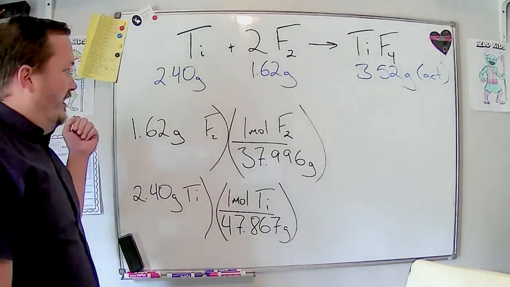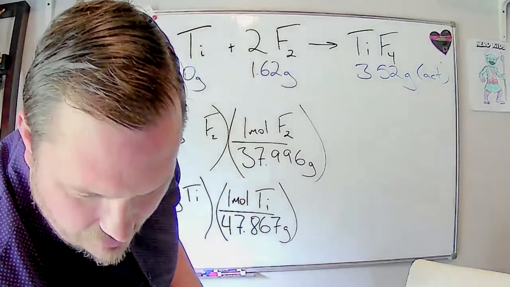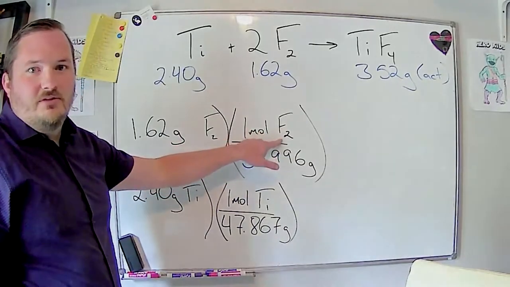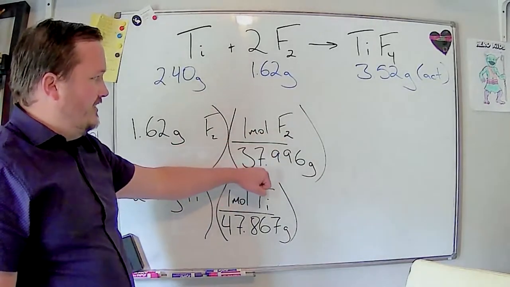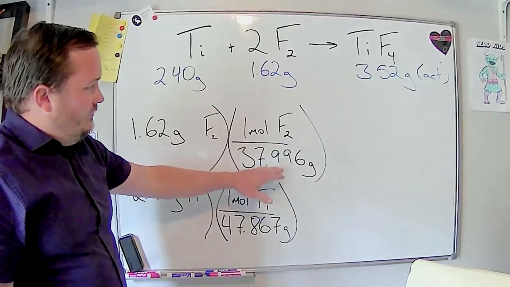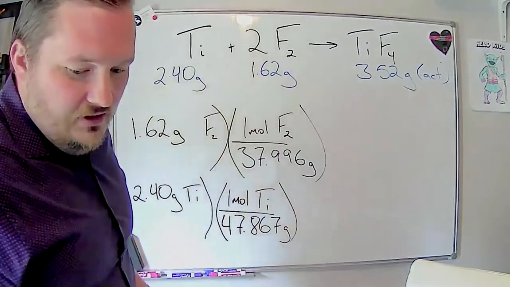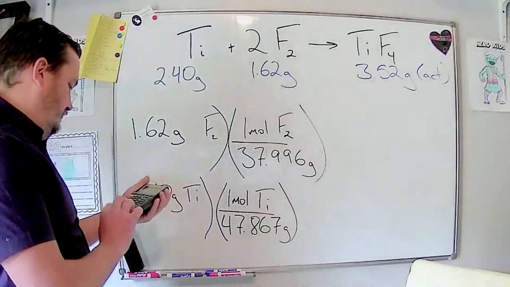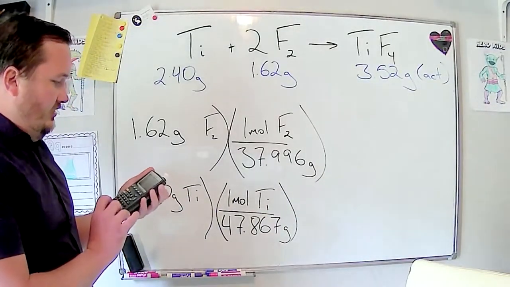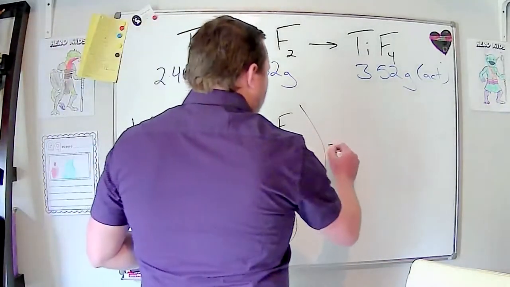If we have masses of our molecules, all we have to do is use the molecular weights from the periodic table. So molecular weight of fluorine is 18.998. And it's F2 that we're talking about, so we need two of those. So our molecular weight is 37.996. So if we have 1.62 grams of fluorine, and every time we got 37.996 grams, that would be one mole. So we have well under a mole, 1.62 over 37.996 is 0.0426 moles of fluorine.